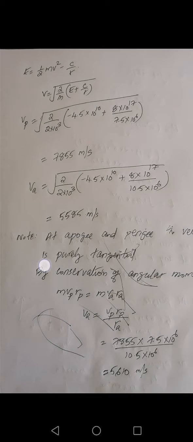Similarly, velocity at apogee, here you have to use r as Ra. So square root of 2 by 2 into 10 raised to 3, into minus 4.5 into 10 raised to 10, plus 8 into 10 raised to 17 by Ra, that is 10.5 into 10 raised to 6. On calculating, you are getting 5585 meter per second. So the velocity at perigee is higher than the velocity at apogee.